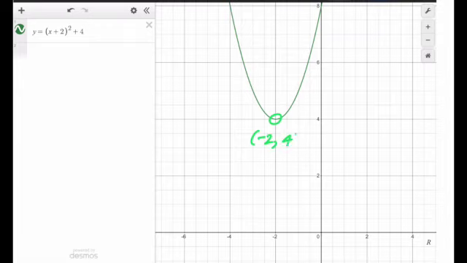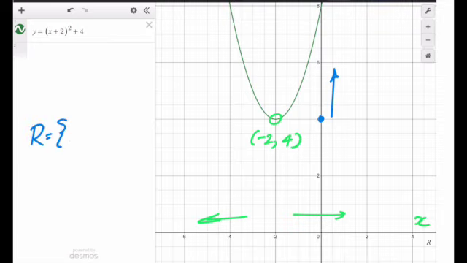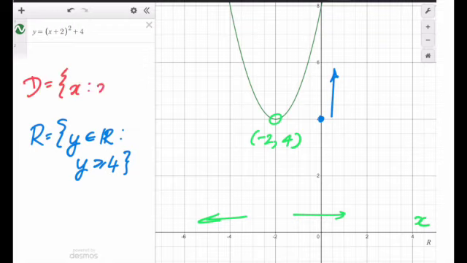We can see from the graph itself that any x value is possible. So as far as the domain is concerned, we can go from negative infinity to infinity. For the range, because the turning point is now negative 2, 4, the lowest y value is 4. So we can express the range as y being a real number such that y is greater than or equal to 4. And as said before, the domain is x such that x can be any real number.